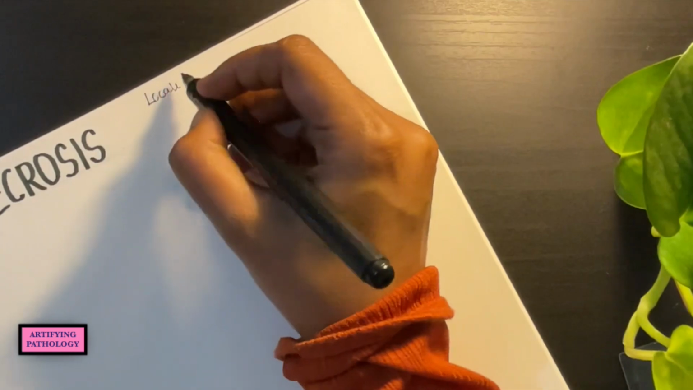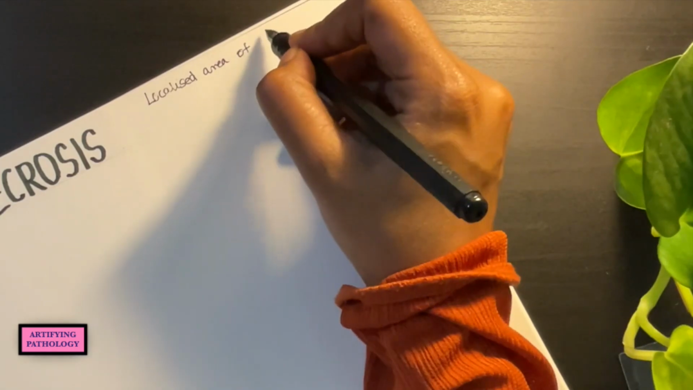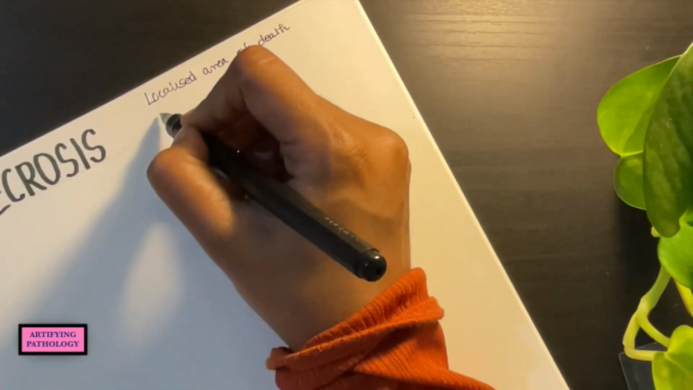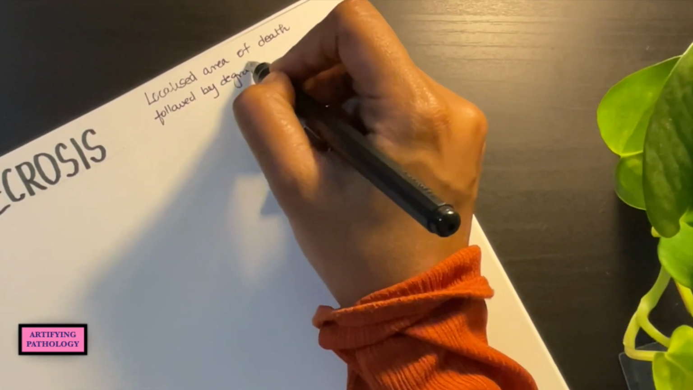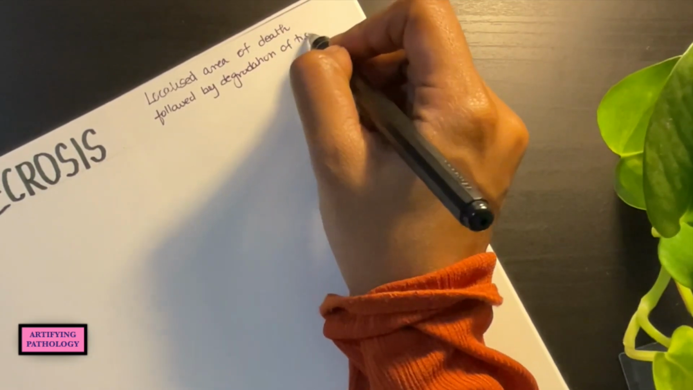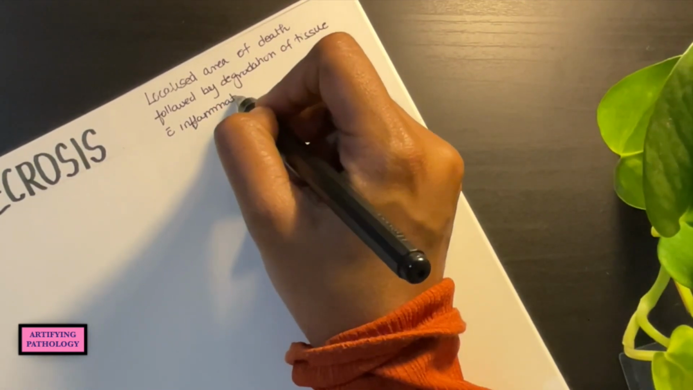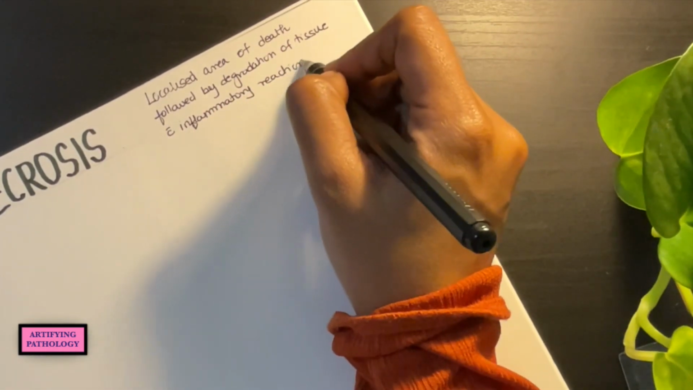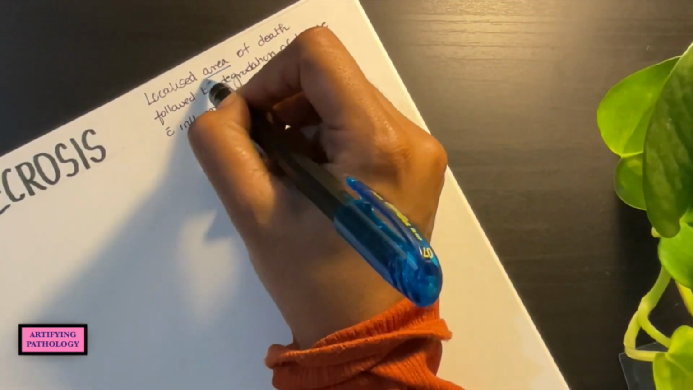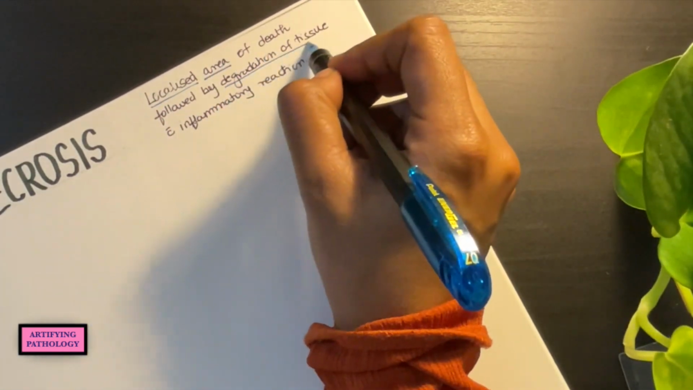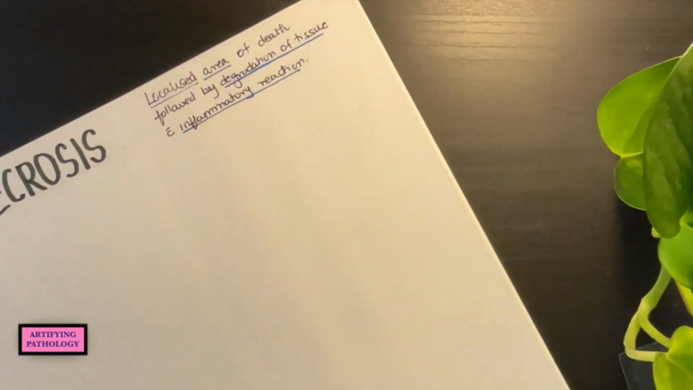Necrosis is a localized area of death. Remember, it's not a particular cell, but it is an area which includes many cells, which is followed by degradation of the tissue, which is done by the inflammatory reaction. So let's highlight the important points. It is an area which is localized, and there is degradation of the tissue which is done by the inflammatory cells.